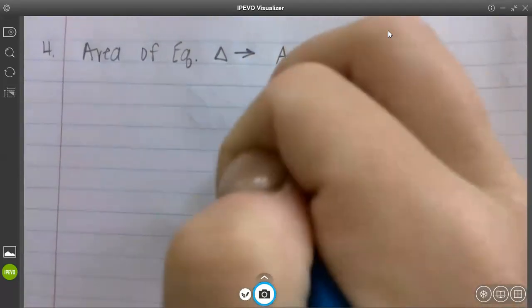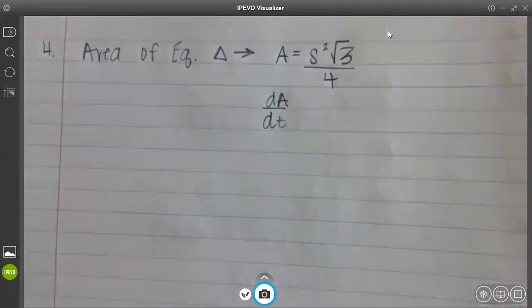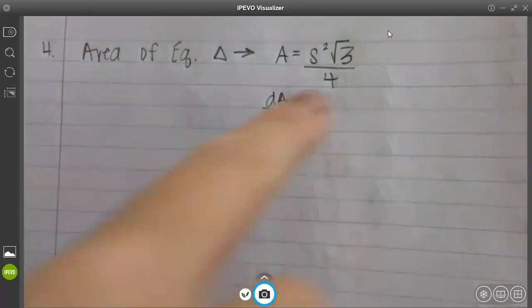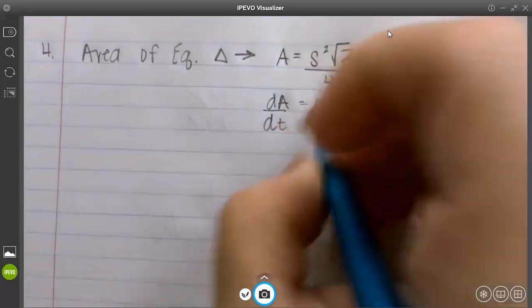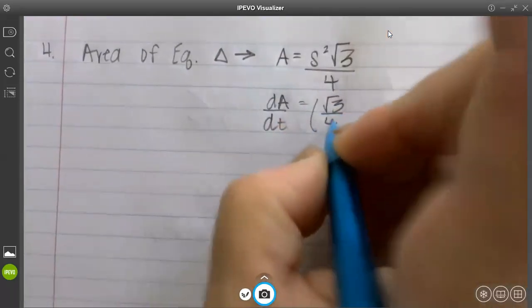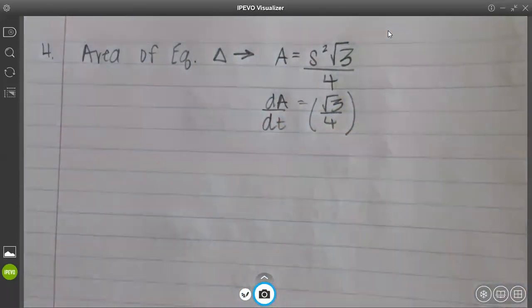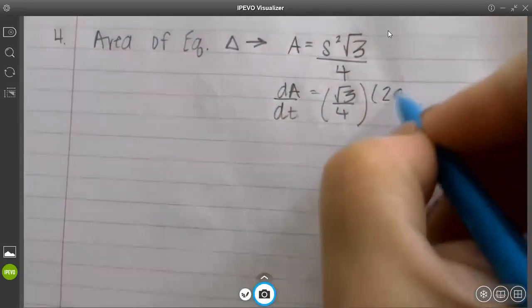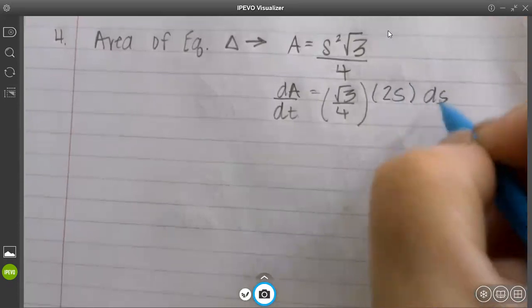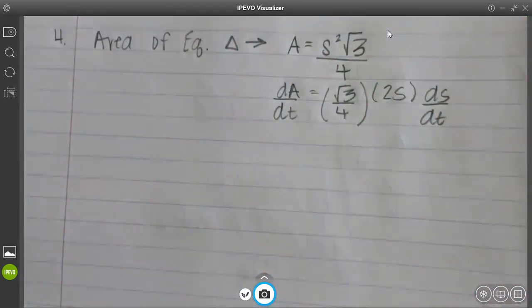Start with your A. What can I do to that? Go ahead and take out that square root of 3 over 4. That leaves me with S squared. So how to derive S squared. And then? ds over dt. So knowing the formula makes it a lot easier. I wouldn't expect that you know that. Again, we haven't been over it.